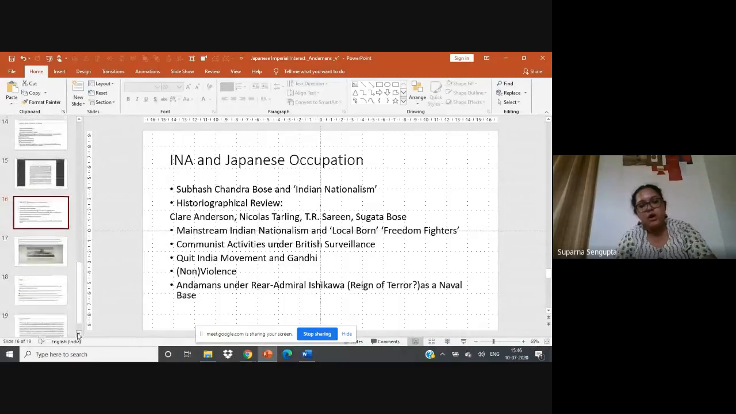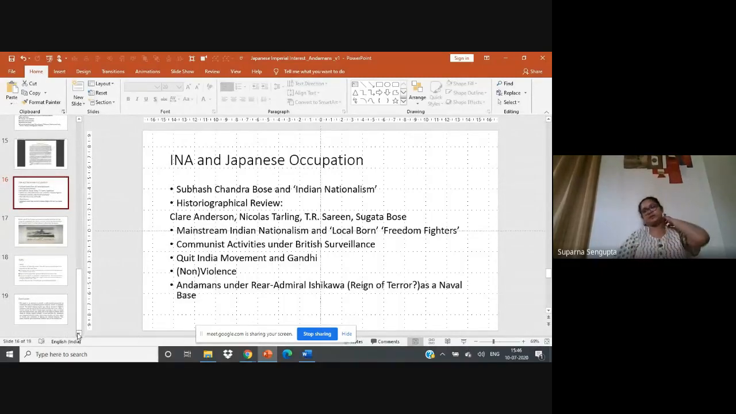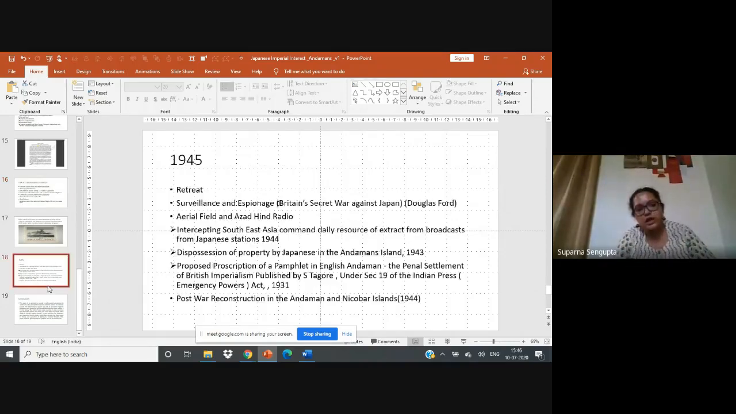However, with all the advances made by Japan, Nicholas Sterling in Sudden Rampage has listed out how the Japanese were forced to retreat by a secret war, which was that of espionage and intercepting the messages from the broadcasts made by Japanese stations during the course of the war. And the Japanese were also dispossessed of their army.